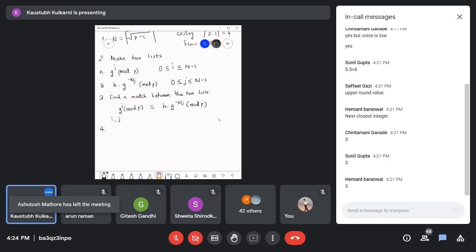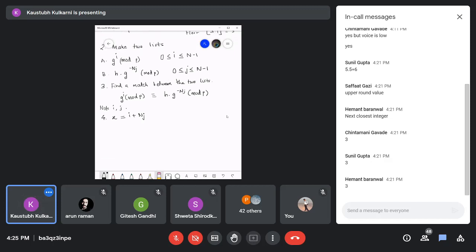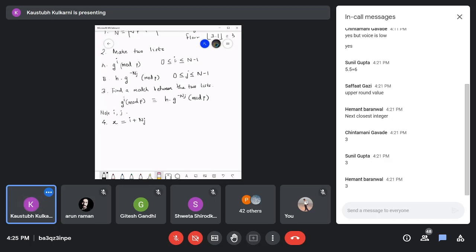Then your answer is x is equal to i plus nj. Note the i and j and calculate x is equal to i plus nj. That will be your answer. So this is the baby step, giant step method. One of the lists takes baby steps and another list takes giant steps because it is multiplied by minus n, therefore these are giant steps in a way. Baby steps, giant steps.